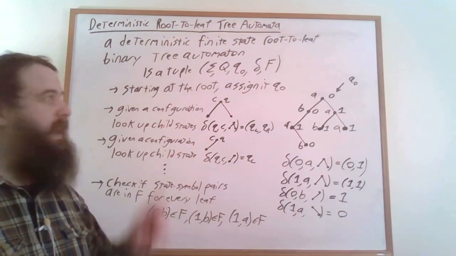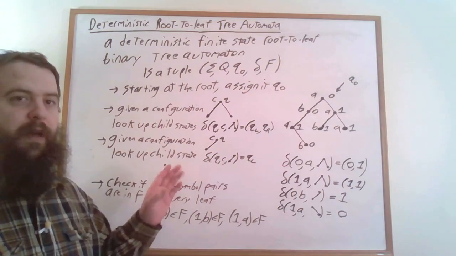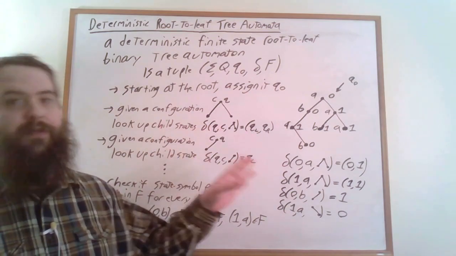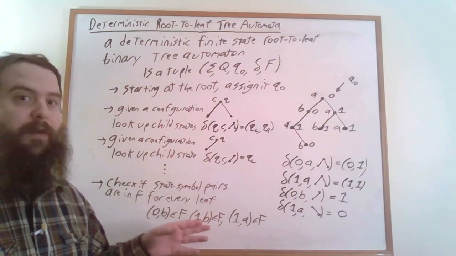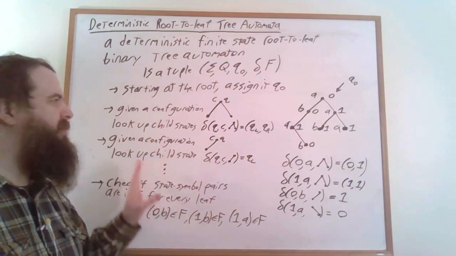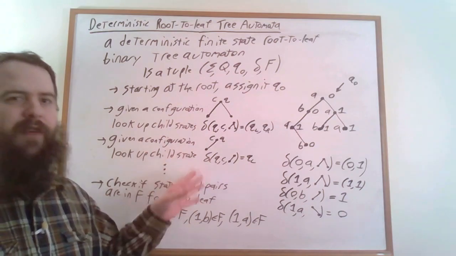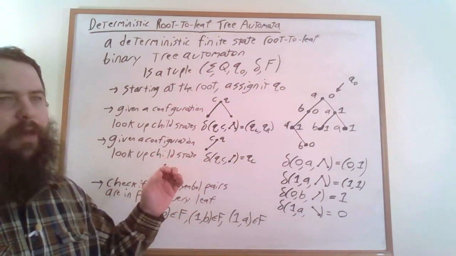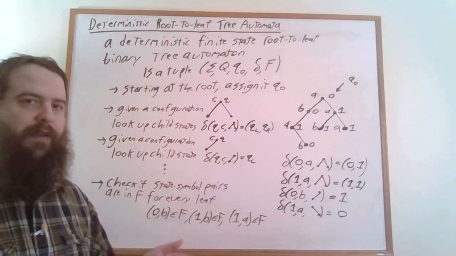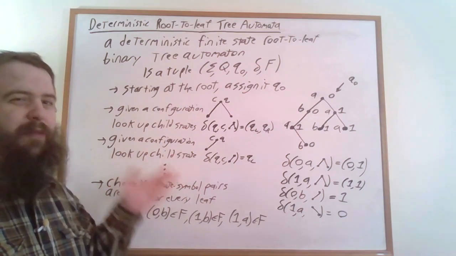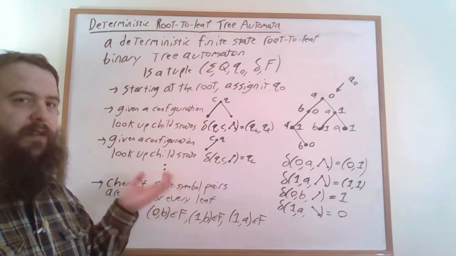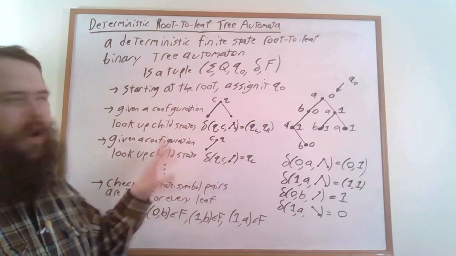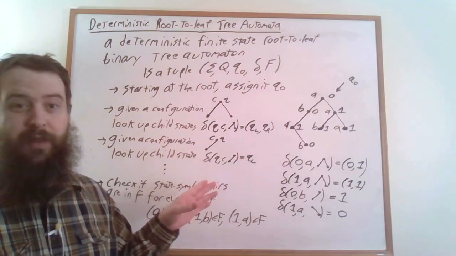It's worth noting that I've made up this definition by adapting a definition for a slightly different sort of deterministic root-to-leaf tree automaton. And so there are various ways of defining these things. And some of them are equivalent, and some of them are slightly different in terms of their expressive power. But ultimately, pretty much everything I have to say about deterministic finite state root-to-leaf tree automata is true regardless of the specifics of the formalism.